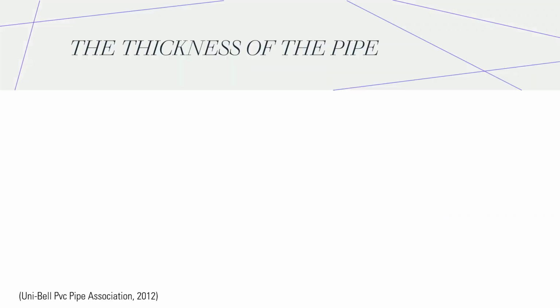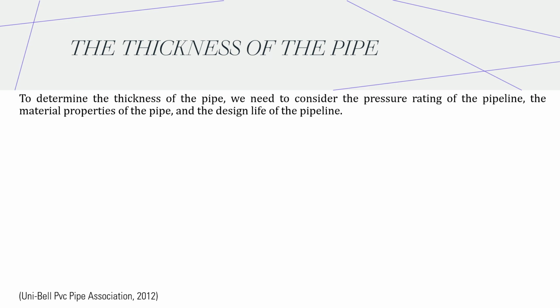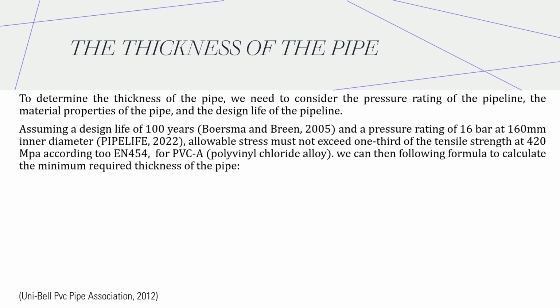For the thickness of the pipe, to determine the thickness of the pipe, we need to consider the pressure rating of the pipeline, the material properties of the pipe, and the design life of the pipeline. So assuming a design life of 100 years, a pressure rating of 16 bar and 160 millimeter in diameter, and that the allowable stress must not exceed 1/3 of the tensile strength at 420 megapascal according to the European standard EN 454 for PVC-A pipes.